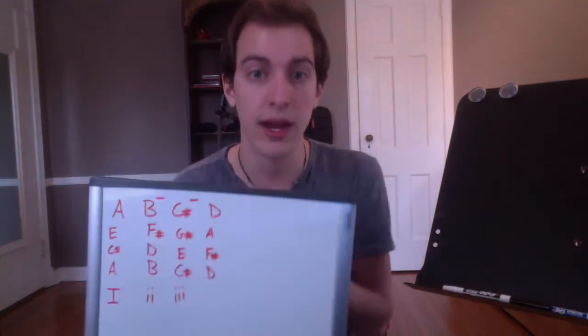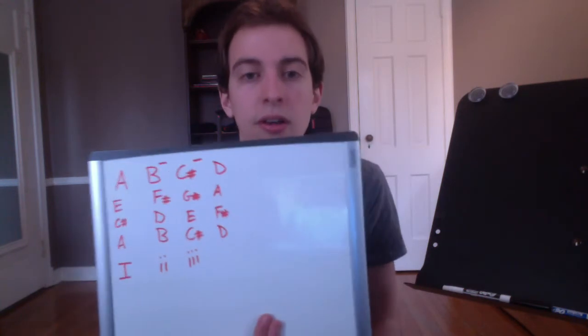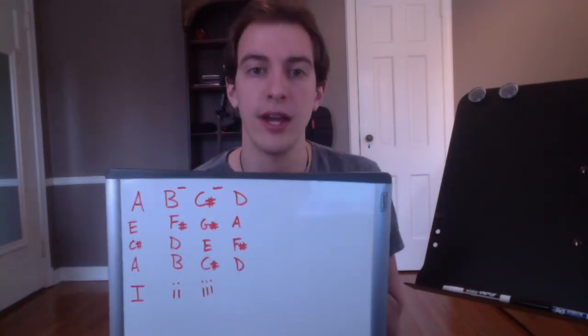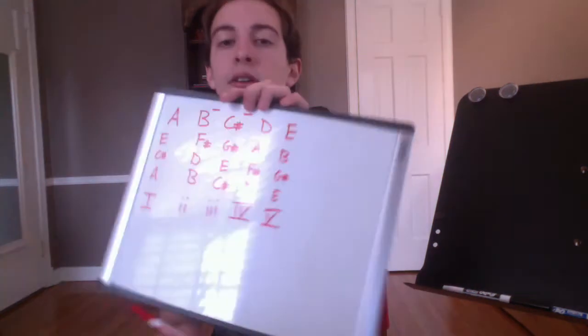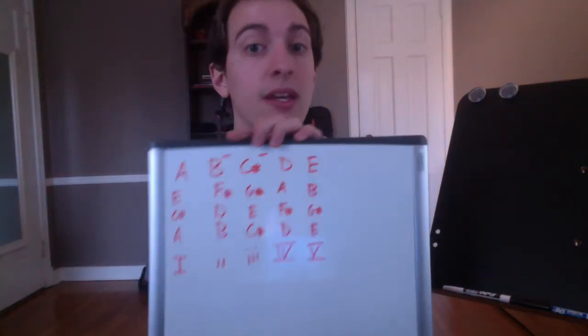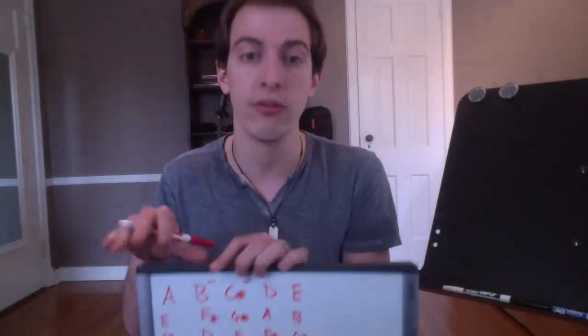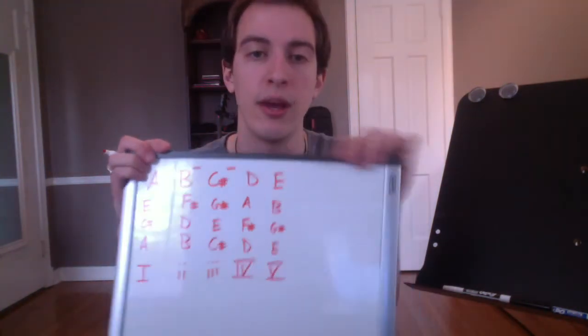Next one would be D. So I have D, F sharp, and A. Now what's cool is that is major for D. It's the same key signature for A as it is for D. So that makes it a major 4 chord. Next is E, and we're almost done there. We have E, G sharp, and B, which makes it a major 5 because I have 1, 3, and 5 in E. It just happens to also share the same sharps that I would use for A.